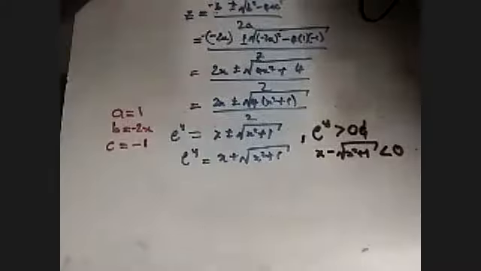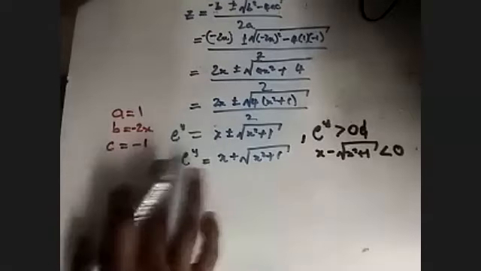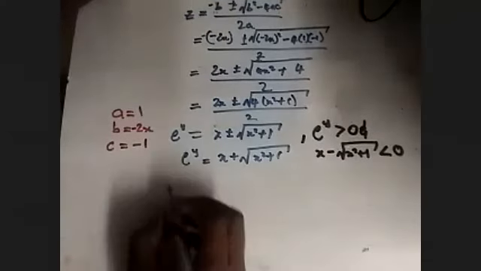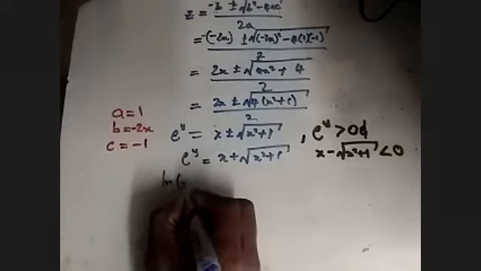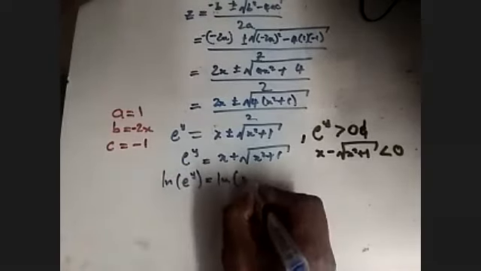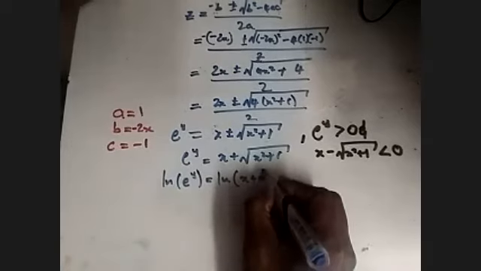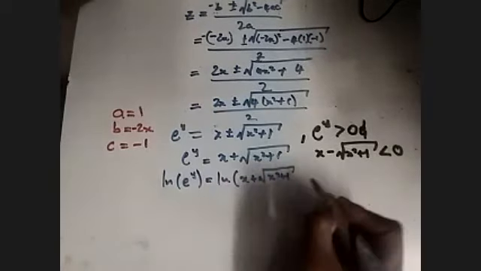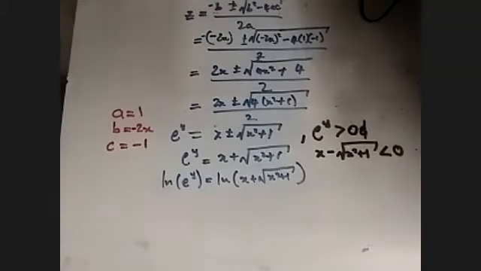Guys, what I'm going to do is I want y alone. I don't want e to the y, okay? So I'm going to introduce ln on both sides. E to the y is equal to x plus the square root of x squared plus 1, so I'm going to have ln of that. Whew, that was a lot.